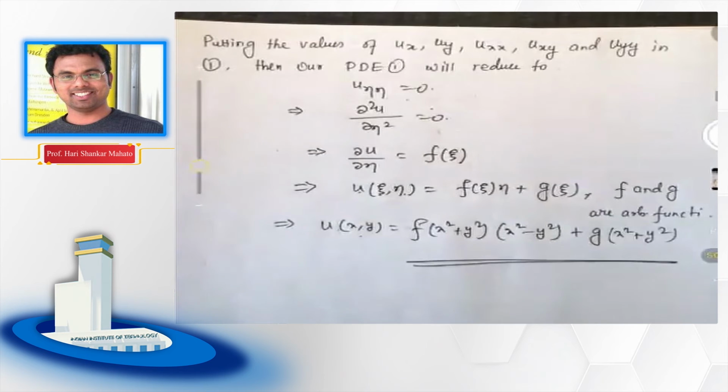So we saw two examples, one for the hyperbolic PDE, another for the parabolic PDE. There is also one more example on elliptic PDE.